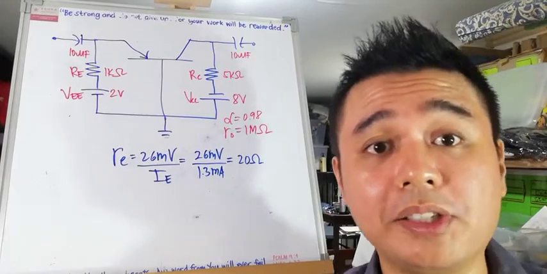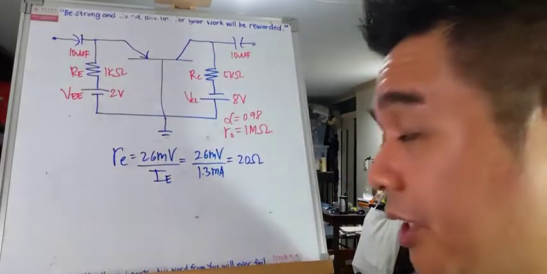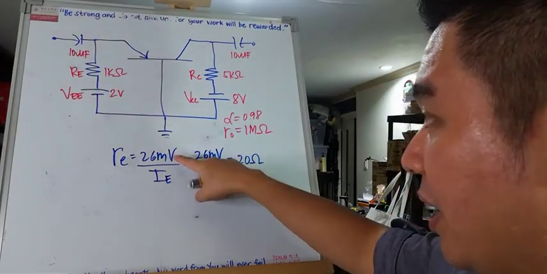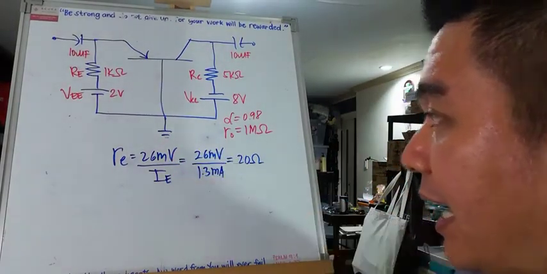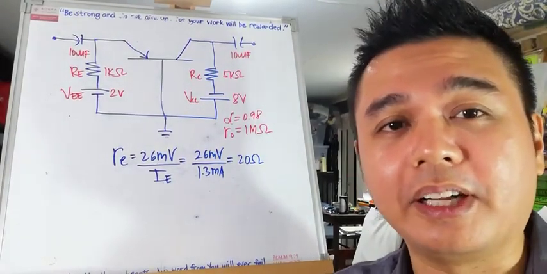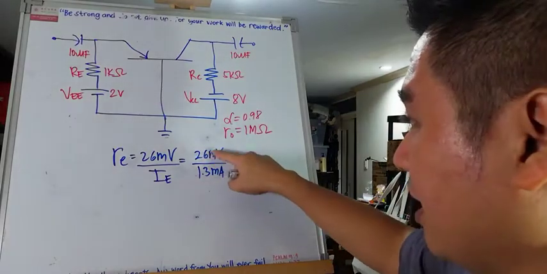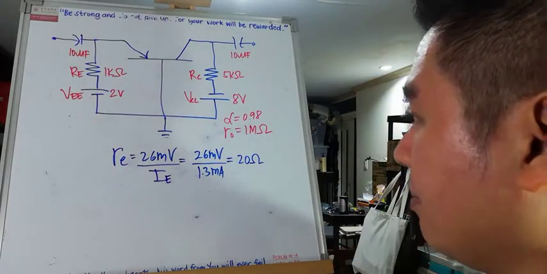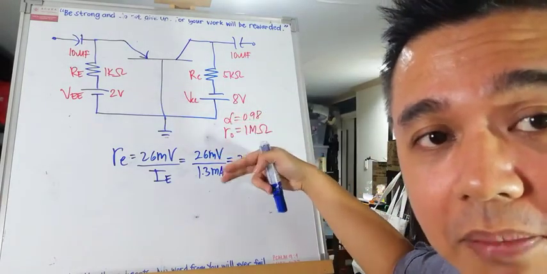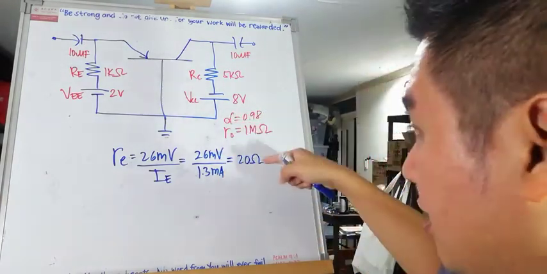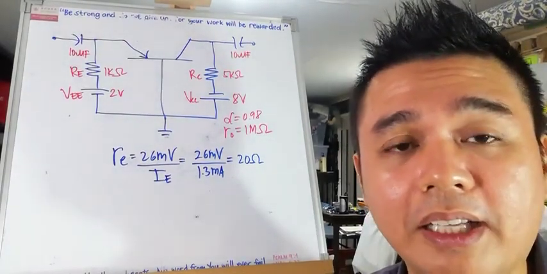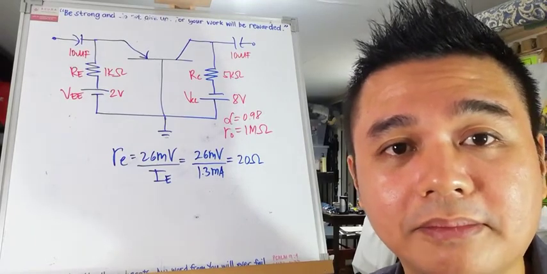Now we can get the value of R sub E. The equation for the R sub E, or the AC emitter resistance, is equal to 26 millivolts divided by I sub E. Isa-substitute lang natin yung nakuha nating DC emitter current kanina. We have 26 millivolts divided by 1.3 milliamperes. So makakancel dito yung milli. Volts over amperes is ohms. This is now equal to 20 ohms. So maliit lang talaga ang value ng ating R sub E.